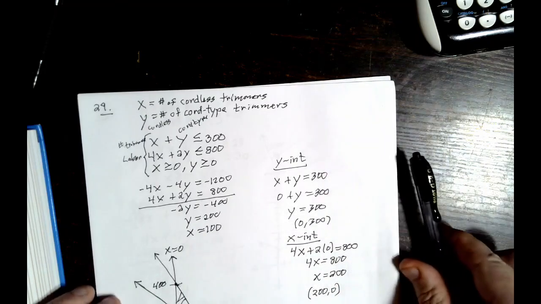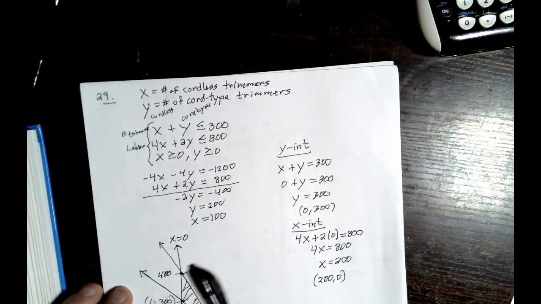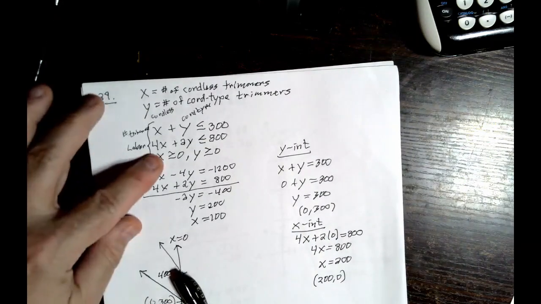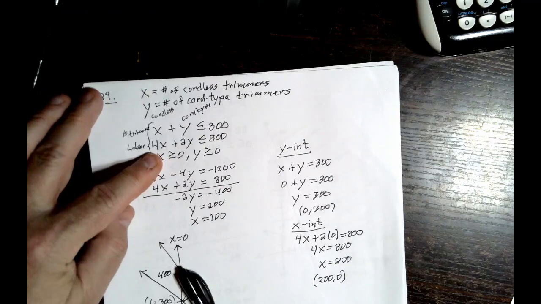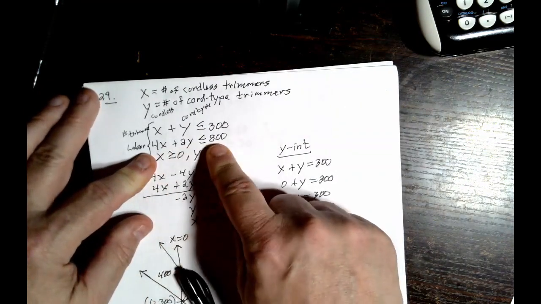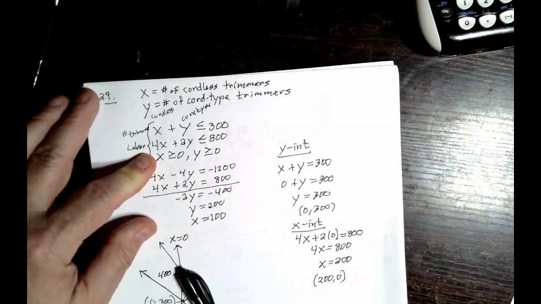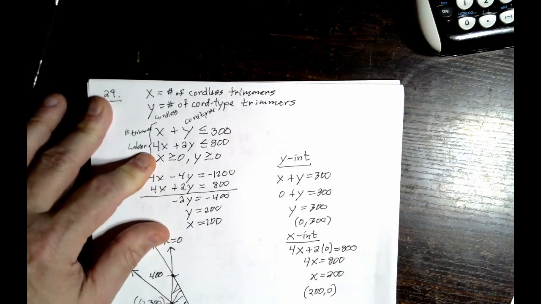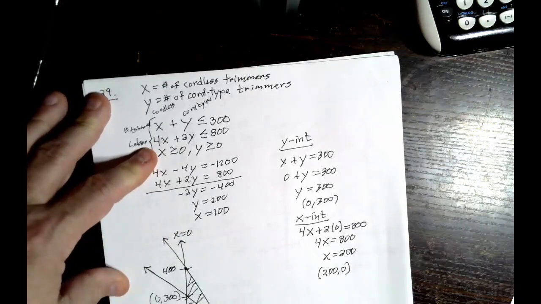So now how do I shade? Well, let's look at this one. 4x plus 2y, this one. And let's choose (0, 0). 4 times 0 plus 2 times 0 is less than 800. That's true. So this side is the side you shade. The side where it worked.